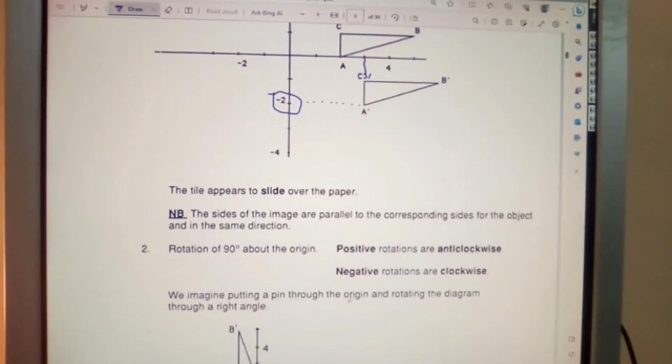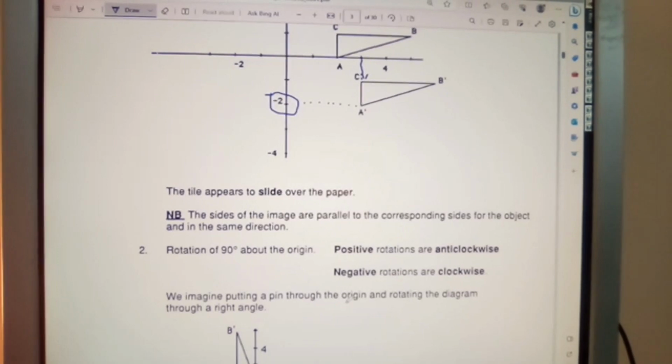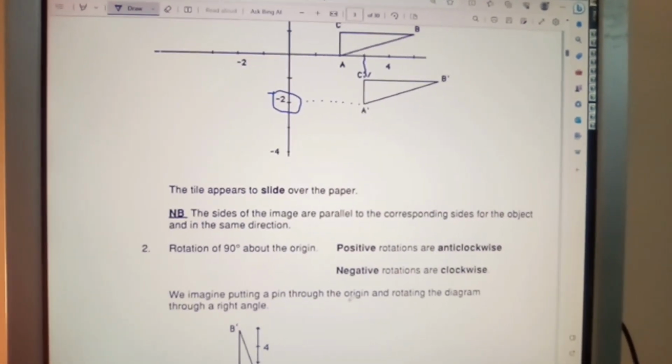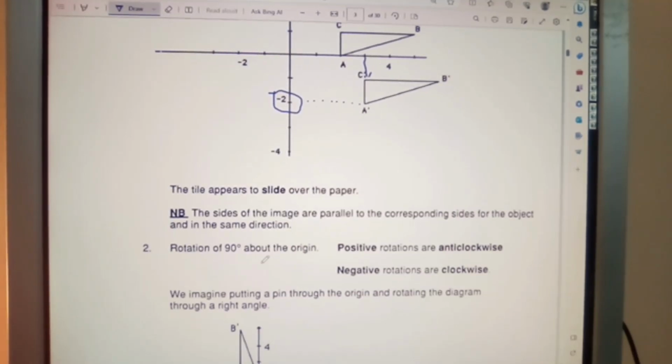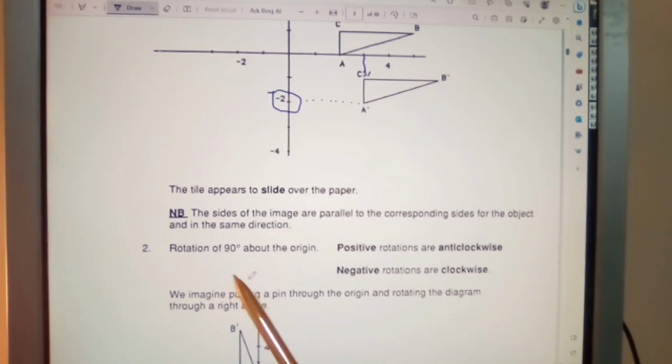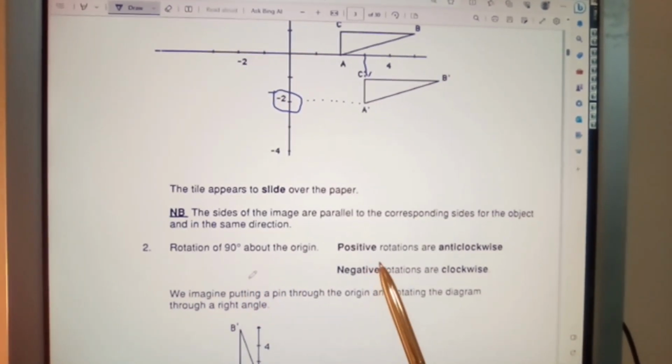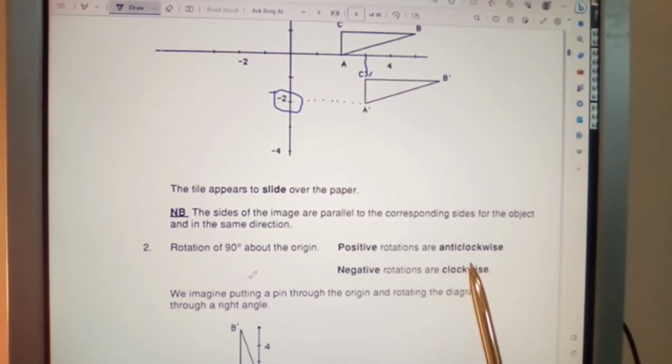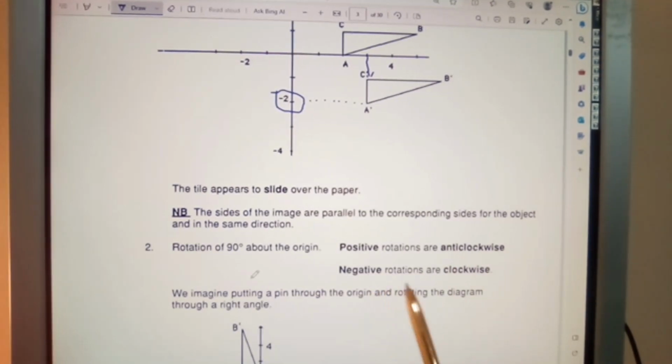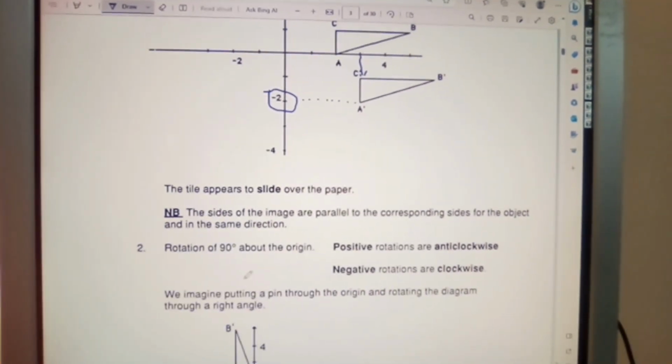The tile appears to slide over the paper by that simple action. Note the sides of the image are parallel to the corresponding sides of the object and in the same direction. Now here, rotation of 90 degrees about the origin. Positive rotations are anti-clockwise. Negative rotations are clockwise. Okay.